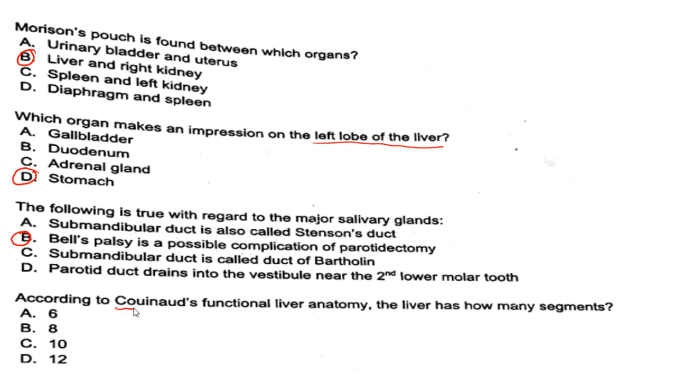According to Couinaud's functional liver anatomy, the liver has how many segments? A, you have 6, B, you have 8, C, you have 10, D, you have 12. So the answer here is just 8.